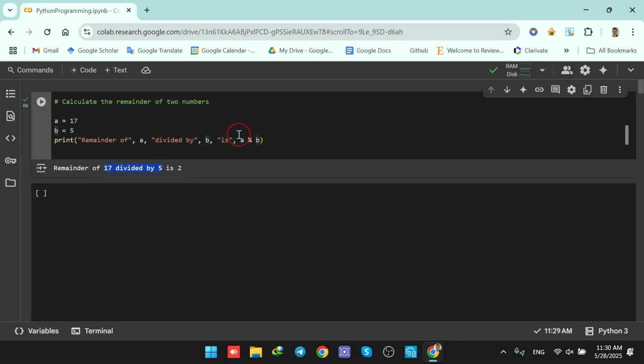And then in order to find the remainder of a division, simply we use the modulus operator. So a modulo b is going to calculate the remainder of a when it is divided by b. So the remainder of a divided by b is number 2. So using the modulo operator, we could calculate it.